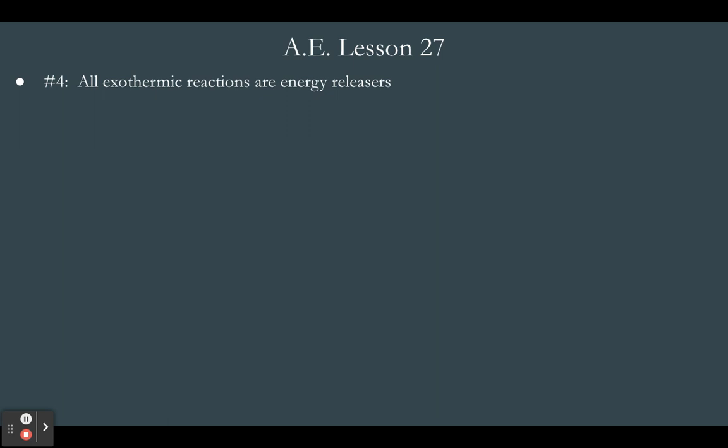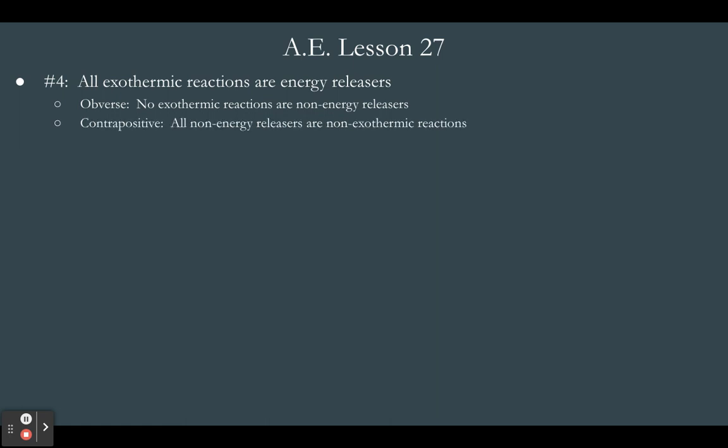All right, so let's look at number 4. All exothermic reactions are energy releasers. That is obviously an A statement. Therefore, like I said, they all have an obverse. So the obverse would be: no exothermic reactions are non-energy releasers. Remember, in an obverse, we switch the quality, in this case from affirmative to negative, and we negate the predicate. Since this is an A, the other immediate inference is going to be a contrapositive.